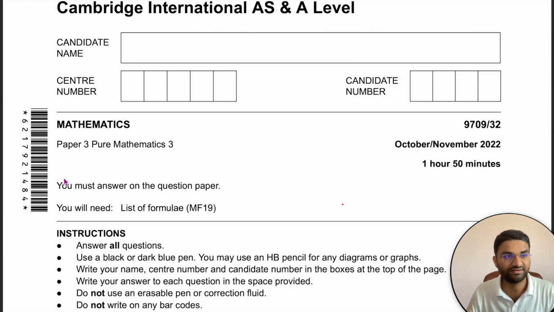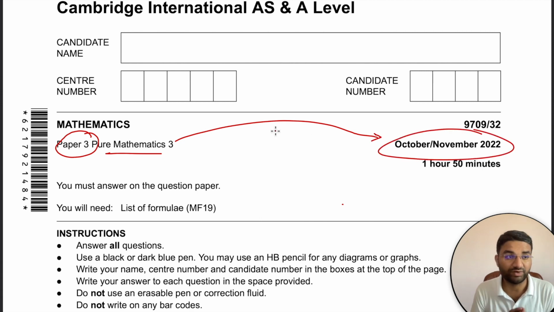Today we have to discuss an A Level Paper 3 trigonometric question. It's an interesting question from Pure Mathematics 3, October/November 2022.